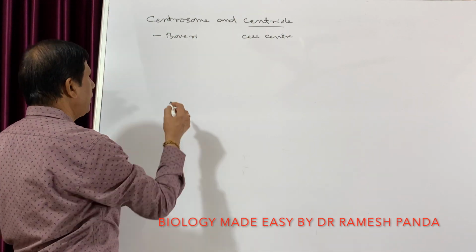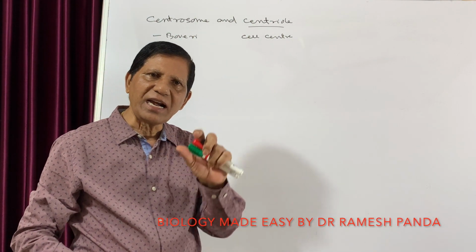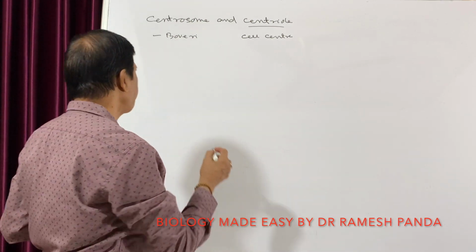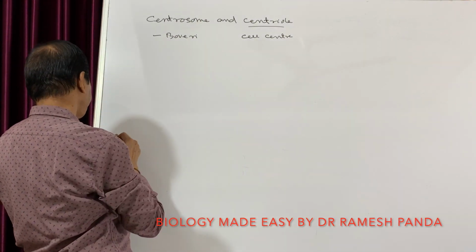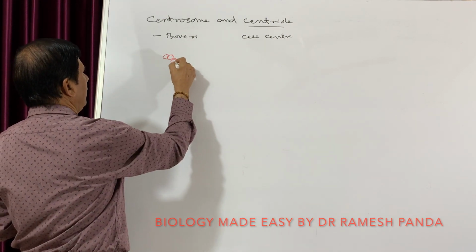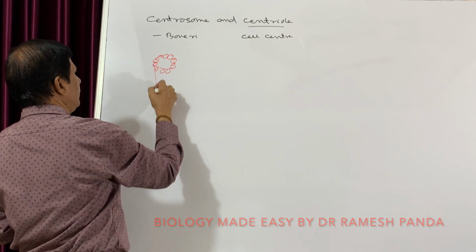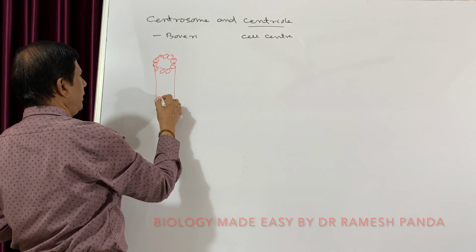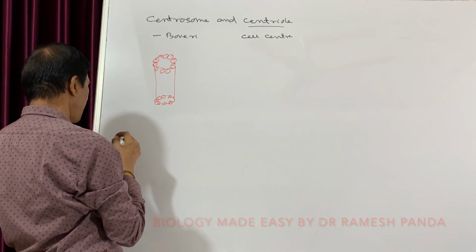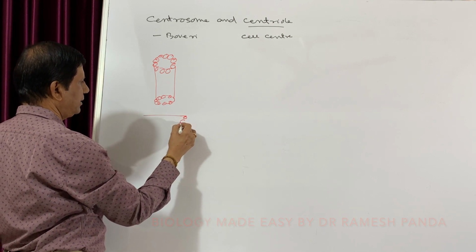Usually, when two cylindrical centrioles are present at a right angle to each other, that is known as centrosome or diplosome. That means now this is one cylindrical structure, and at the right angle there will be another cylindrical structure.